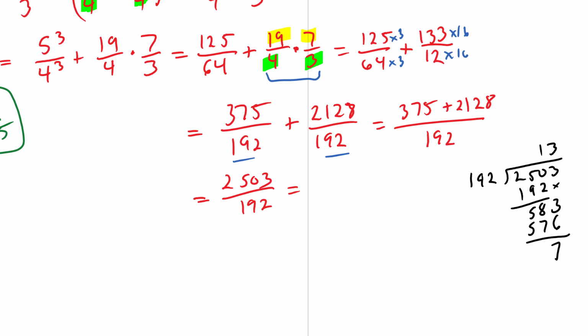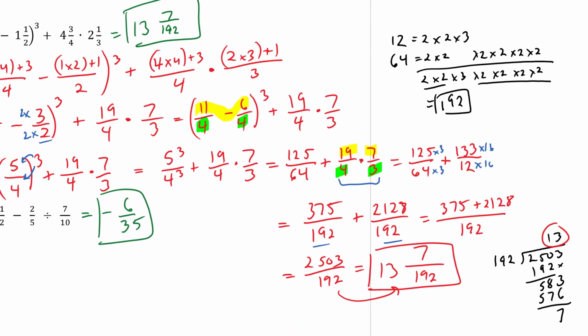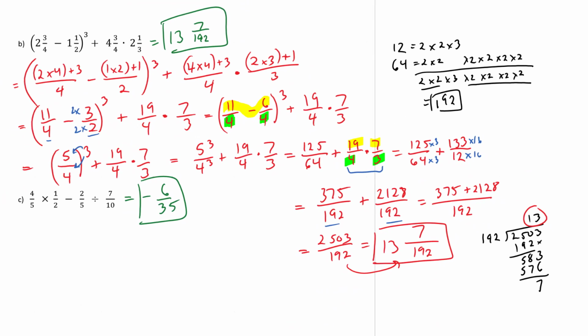So here we have 13 wholes. Denominator stays the same. 7 on top. Final answer. That was a big one. All of that just to solve that problem. Again, you have to understand many different steps here to get the correct answer.